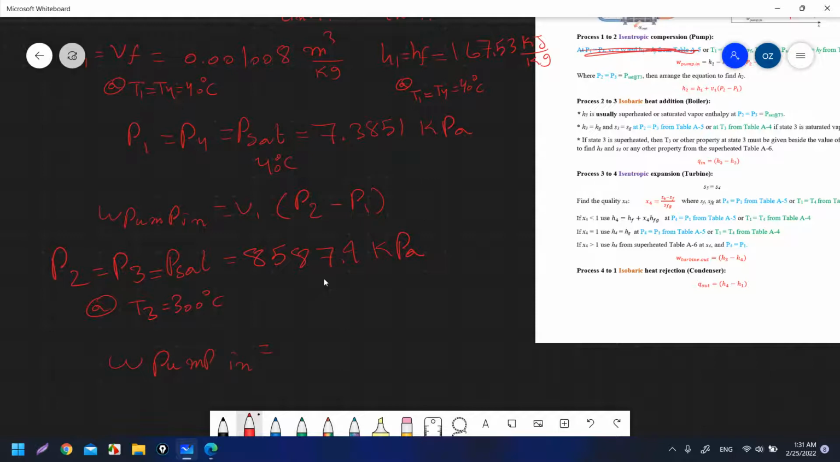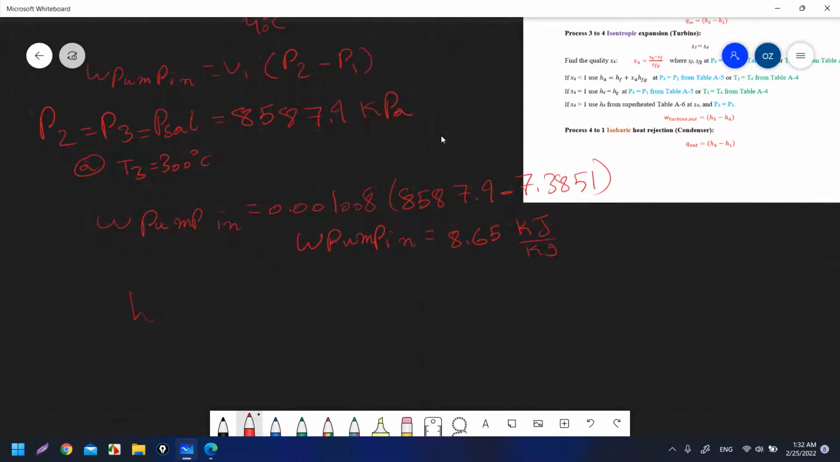So the work pump in is equal to v1, which is 0.001008, times P2, which is 8587.9, minus P1, which is 7.3851. So work pump in is equal to 8.65 kilojoule per kilogram. And then I can find h2. So h2 is equal to h1 plus v1 times P2 minus P1.